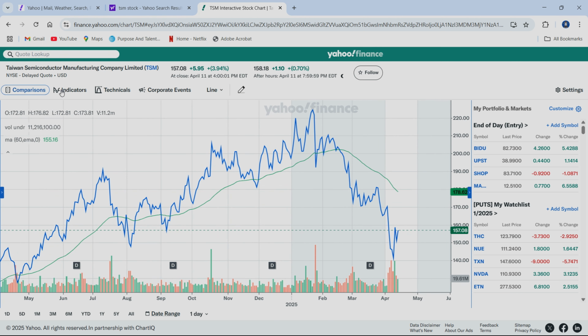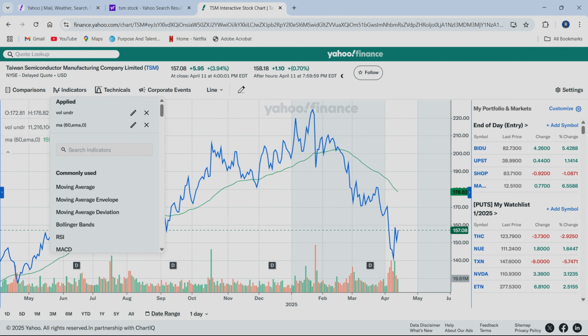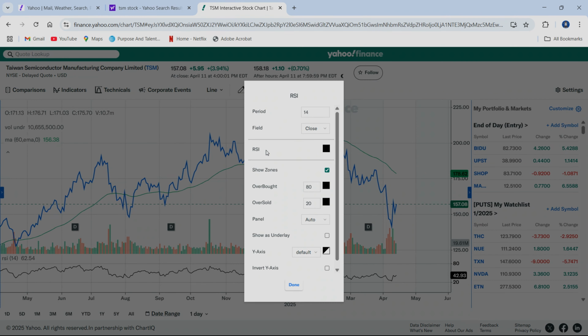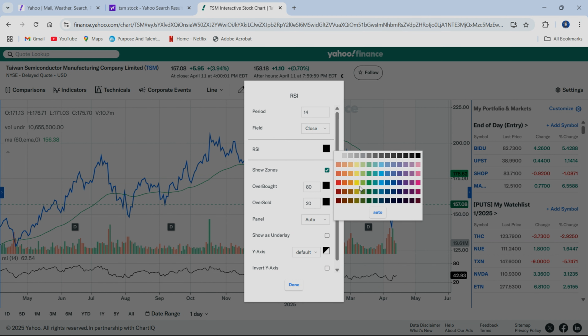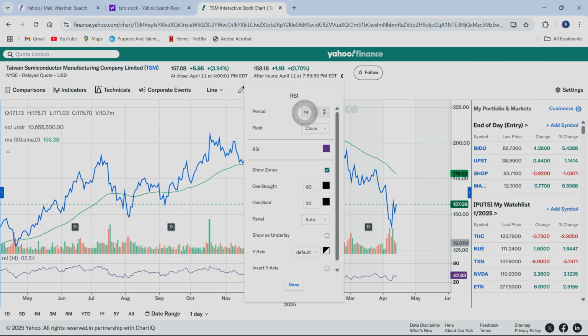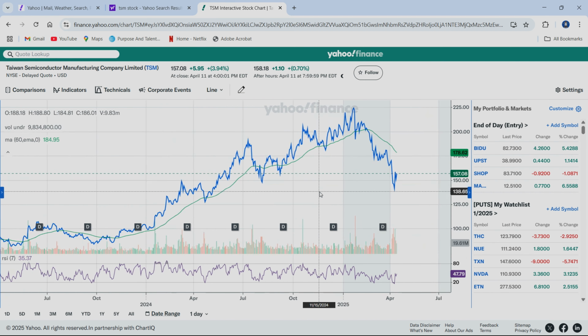Now, I'm going to go to another indicator. This is called RSI. And see, that's the key. That's really what you pay for. When you pay for programming, when you pay for these things, I'm going to go with purple. I'm going to change this period to 7. But really, what you pay for when you're paying for these programs and services, you're paying for indicators and setups, right?